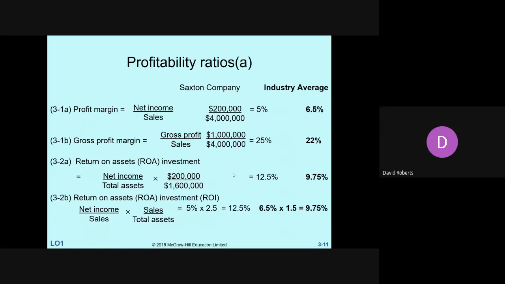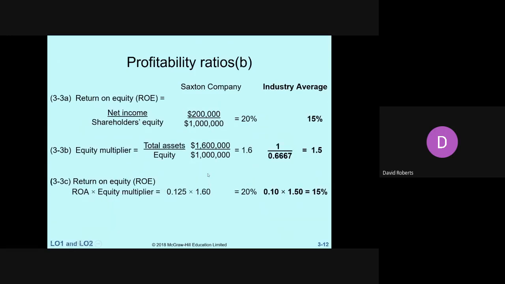Return on investment, in this particular case, you can see that it's a variation of the 3.2a, and so you can just multiply to see that this company has a sales divided by total assets of 2.5. You just multiply the two. And so that's another way to calculate ROA.